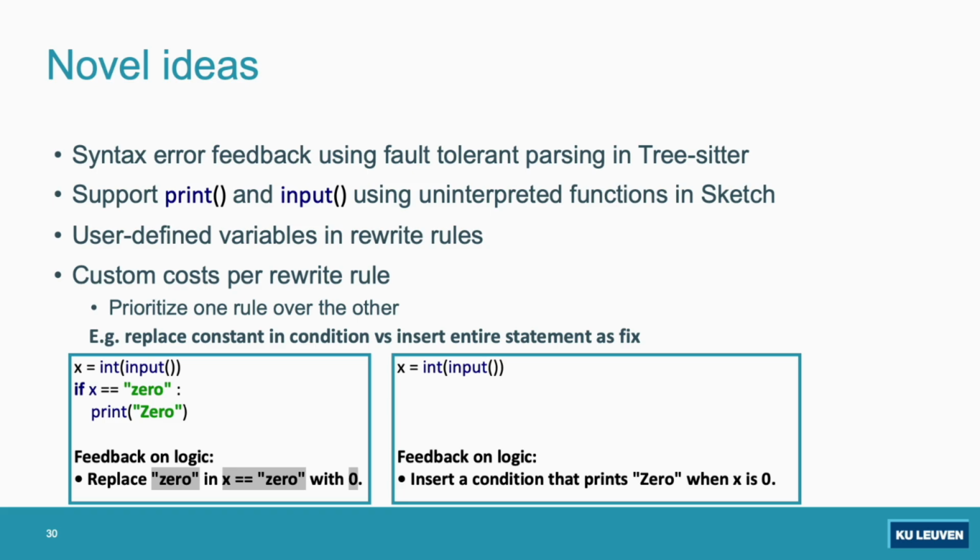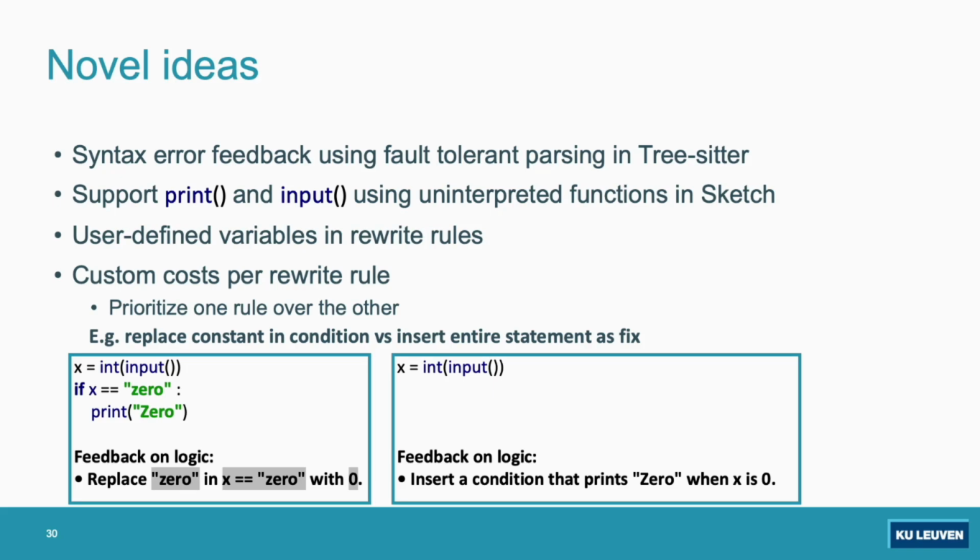For each rewrite rule, a custom cost can be defined, which is useful to set different priorities for different rules. For example, if the goal of a program is to print the word 0 when the input is the number 0, then it's useful to have different fixes for the two programs shown below. The program on the right is fixed by a rule that can give general feedback when the entire if structure is missing, and the program on the left is fixed by a rule which gives specific feedback on how to fix the condition in an if statement.